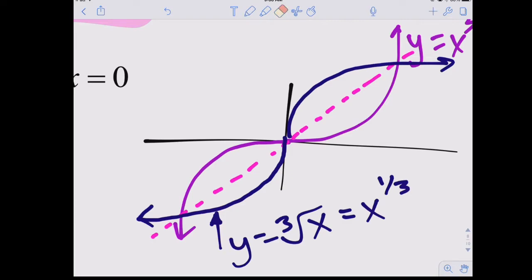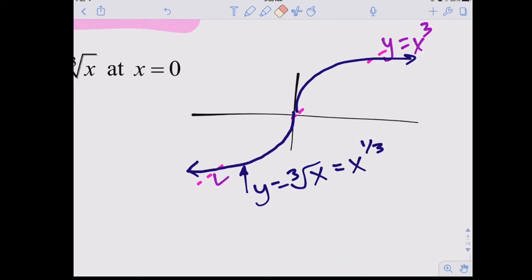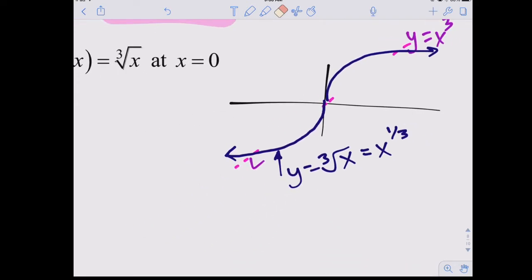Okay, so now I'm going to get rid of the purple graph so it doesn't get in the way of our analysis. What is the domain of the cube root of x graph, just by looking at it? All real numbers, right? It's continuous where? Also all real numbers, right? The y values are connected everywhere.